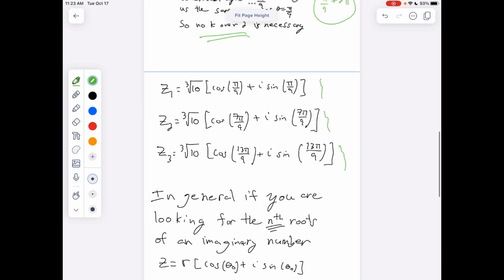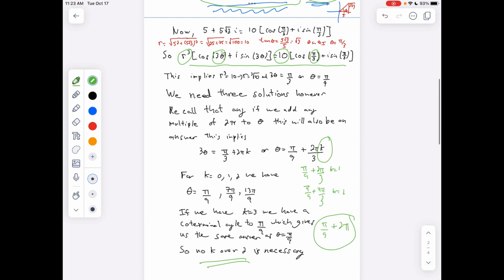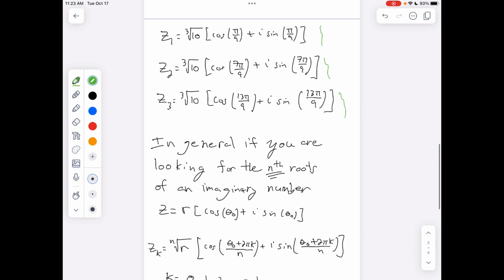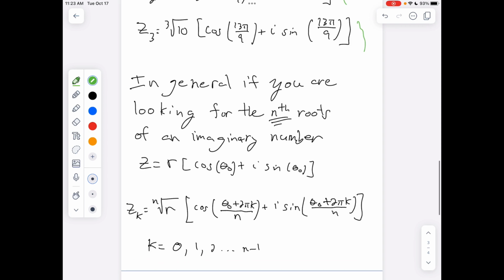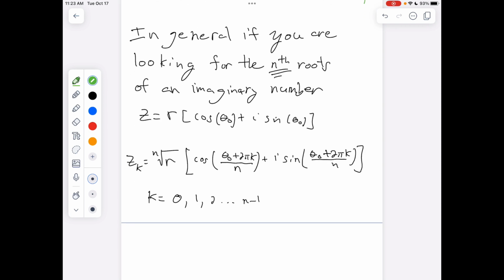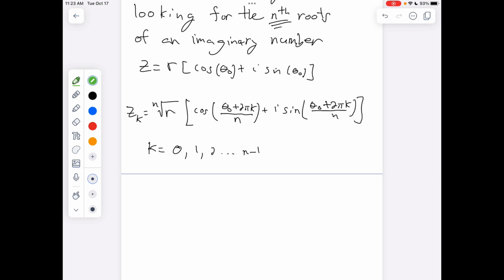Now, you might say this method's okay, but I'd like something a little more formal instead of me just using these facts, which I understand. And yes, we do have a general formula, which says if you're looking for the nth roots of an imaginary number, and you can write that number as r times cosine theta sub 0 plus i sine theta sub 0, the solutions are given by this formula. So k equals 0, 1, 2, all the way up to one value less than the number of roots that you're looking for.